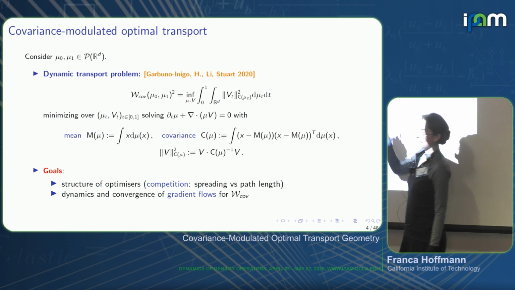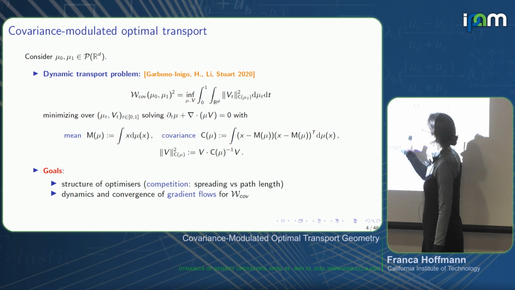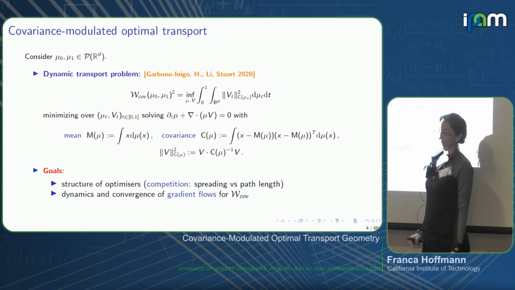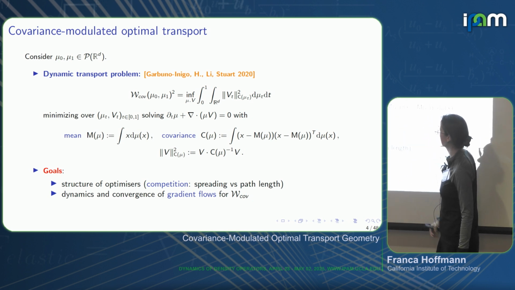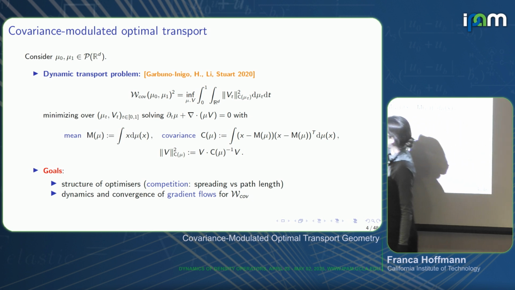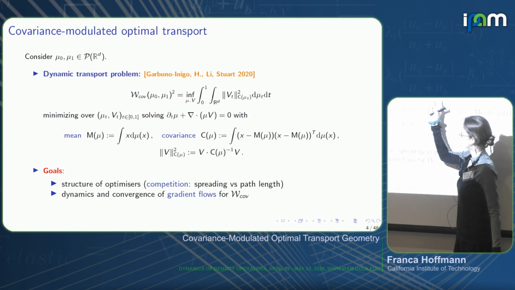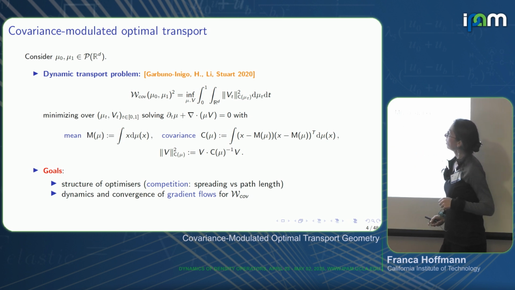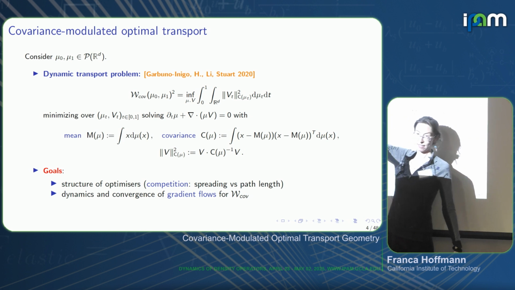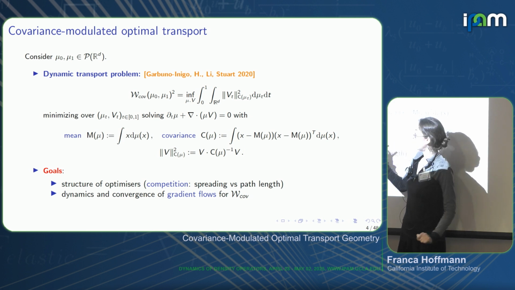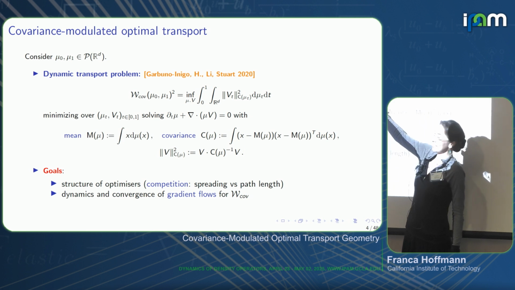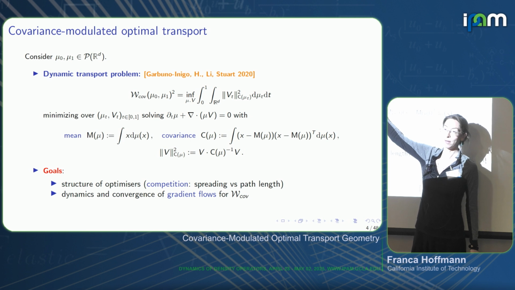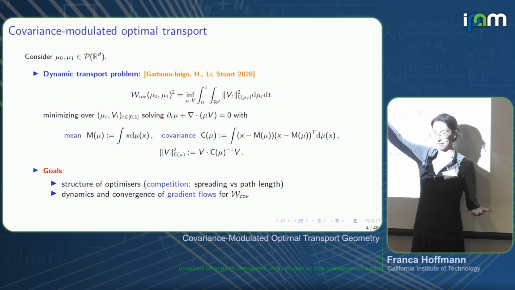You see it's also a dynamic formulation. We're minimizing a kinetic energy along paths. And these paths also satisfy a continuity equation with some velocity field, v_t. So this is exactly the same setup as Wasserstein 2. It should look very familiar. The only difference is the way that we measure the size of the velocities.